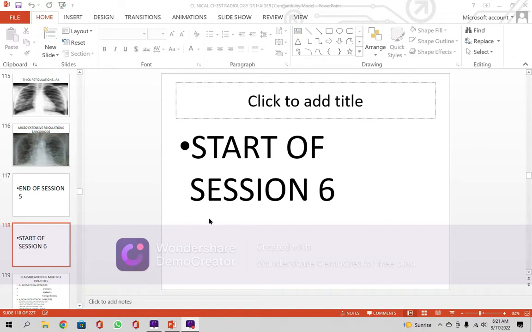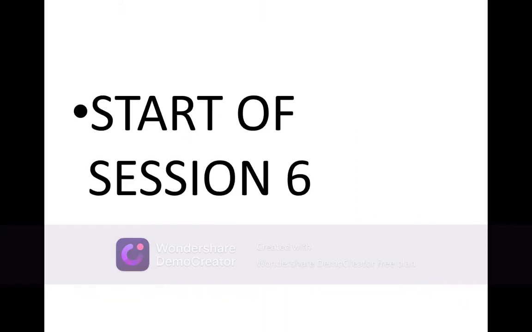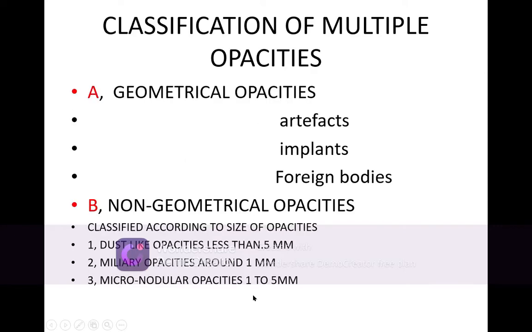So I'll start with this session number 6, and in session number 6, I want to deal with the multiple opacities. They are classified as geometrical opacities, which will be artifacts, implants or foreign bodies. And then non-geometrical opacities, which are classified according to the size of the opacities.